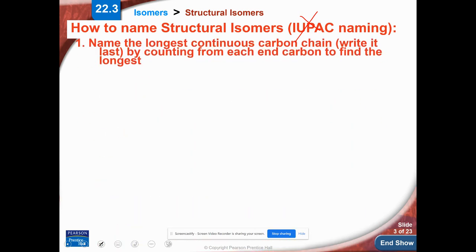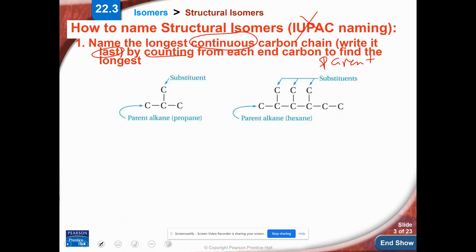So we're going to name the longest continuous carbon chain. The first thing we do is count from each end of the carbon, counting every possible direction you can count. You're looking for the longest continuous chain. What does continuous mean? It means if I'm counting, I don't pick up my finger, I don't pick up the pencil. We're going to be working from the end of the name. That's called our parent chain. So here we have our parent.